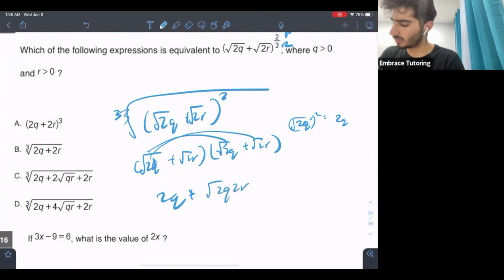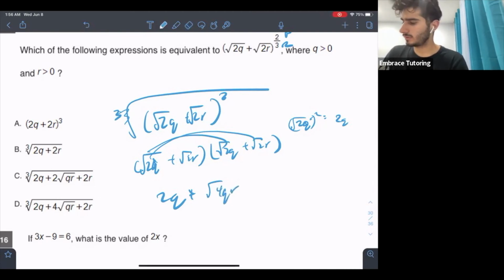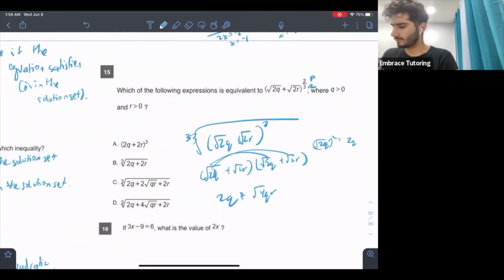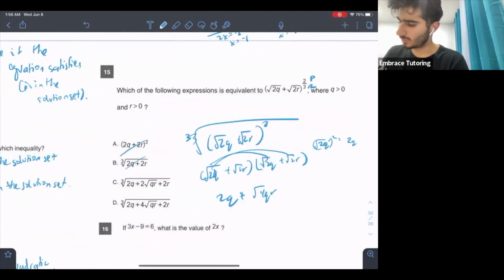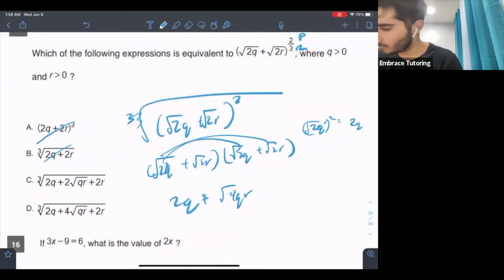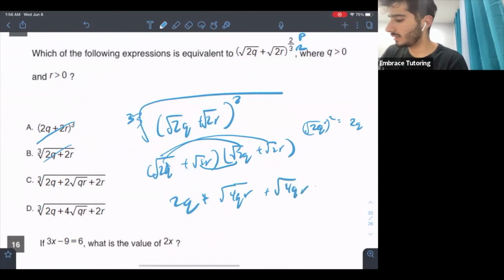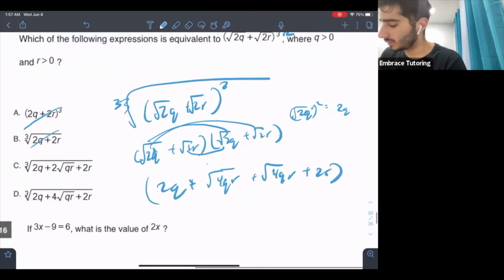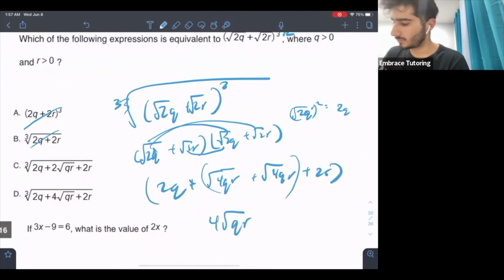Then radical 2q and radical 2r just gives 4qr, right? And then you would do the same thing again. Oh yeah, it's 4qr, plus radical 2r squared would just give you 2r. And then you would just combine these two and you get 4 radical qr.